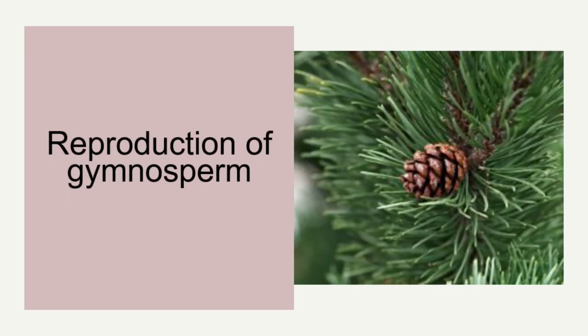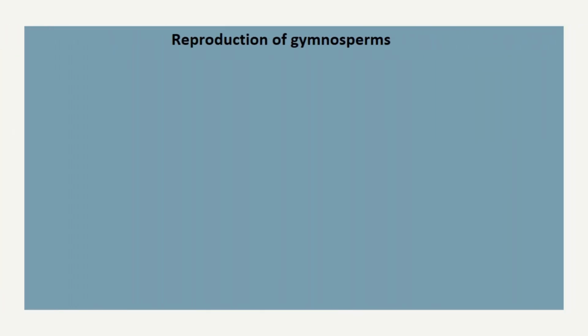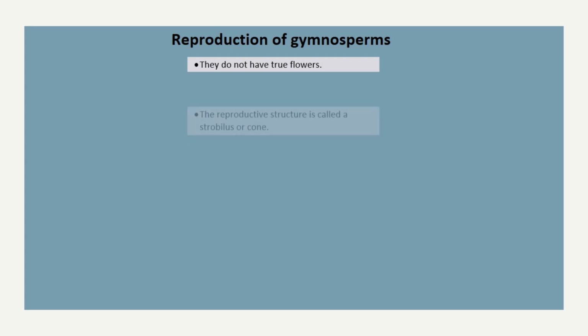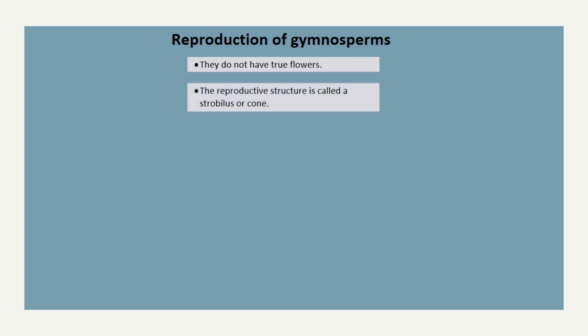Hello everyone, my name is Mufti Muhammad Hamzah and I will explain about reproduction of gymnosperms. The characteristic of reproduction in gymnosperms is that they do not have true flowers. So in what way do they reproduce? In gymnosperms, the reproductive structure is called a strobilus or cone.